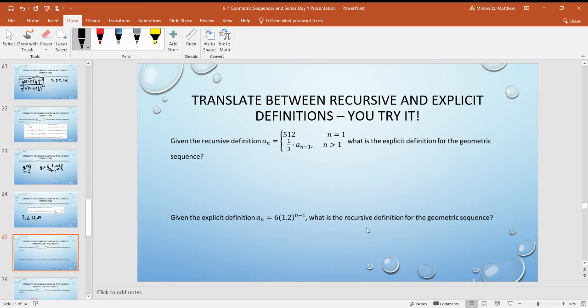So now you go for it. Take the explicit, make it recursive. Take the recursive, make it explicit. Pause the video when you are ready. We'll take a look at the answers.